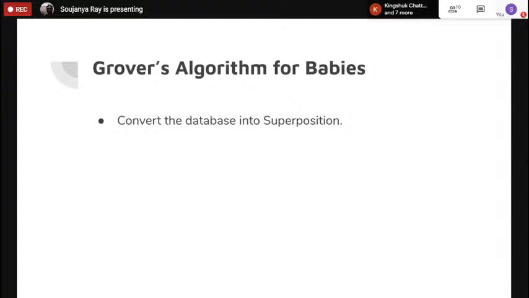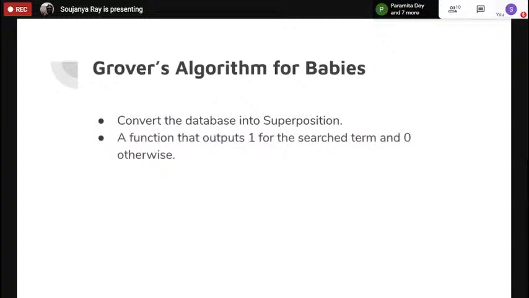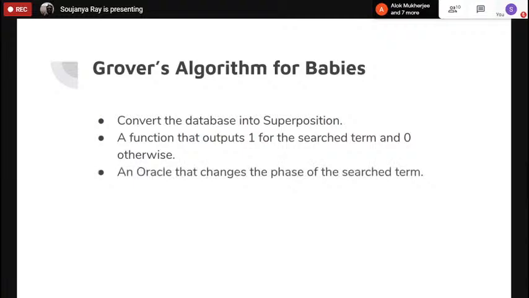And then you have to make a function that outputs 1 for the search term and 0 otherwise. Suppose in a list of 1 to 10, you are searching for the number 6. The function f(x) gives you 0 for any other number, but if you put in f(6), it gives you 1. So you need to make a function like this, and then you need an oracle.